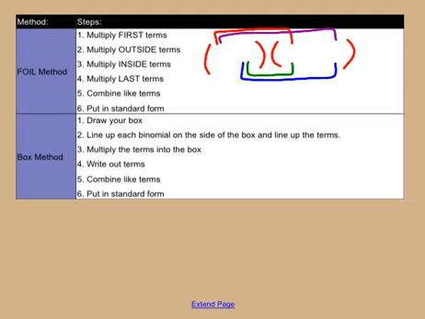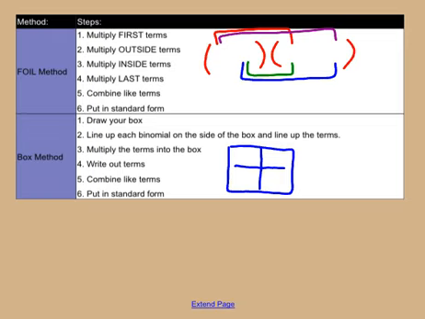So then the box method is you line up each binomial. So you make a box like this. I'll show you some examples. We'll do number 1 as the FOIL, number 2 as the box. Basically, you line up each binomial on the side of the box, line up the terms, and multiply the terms into the box. Write out the terms, combine like terms, put in standard form. So there's 2 here. I don't care which one you use. You just got to learn one of them, to be honest with you.